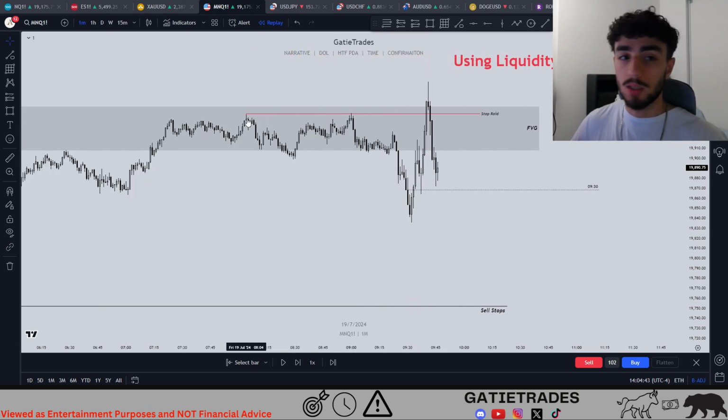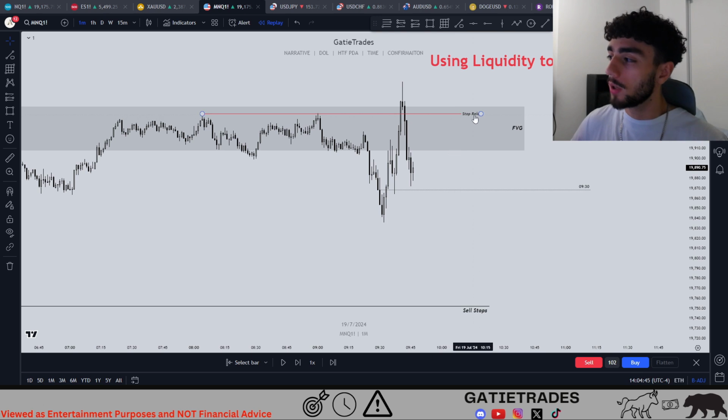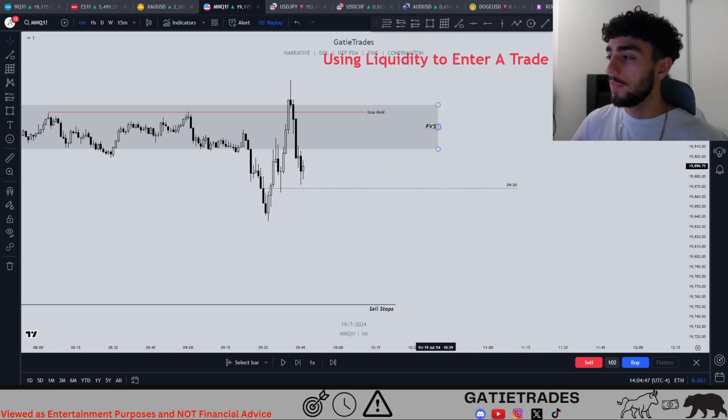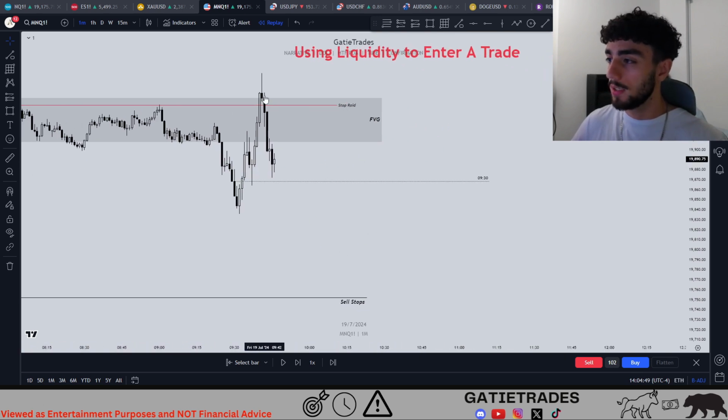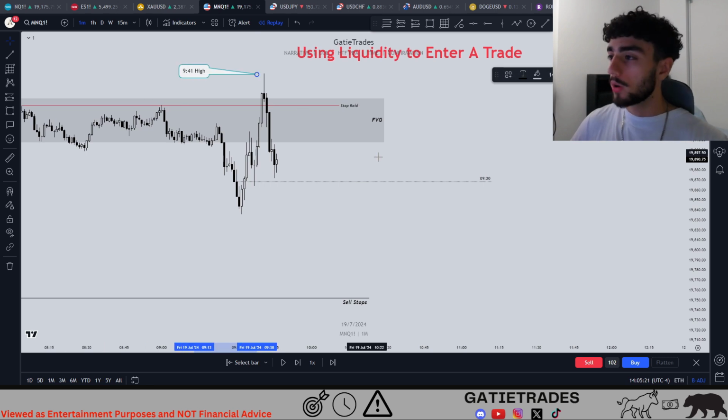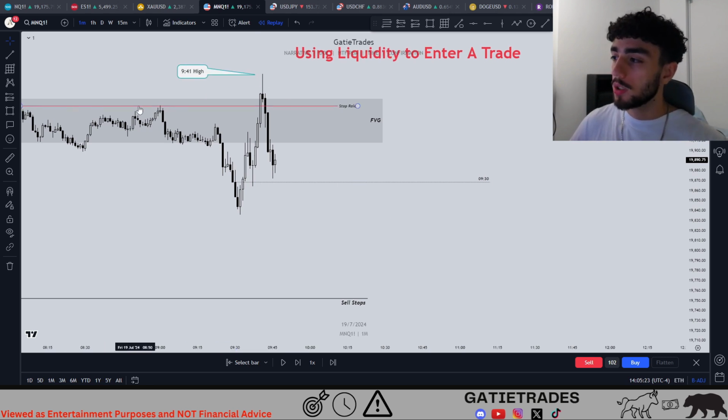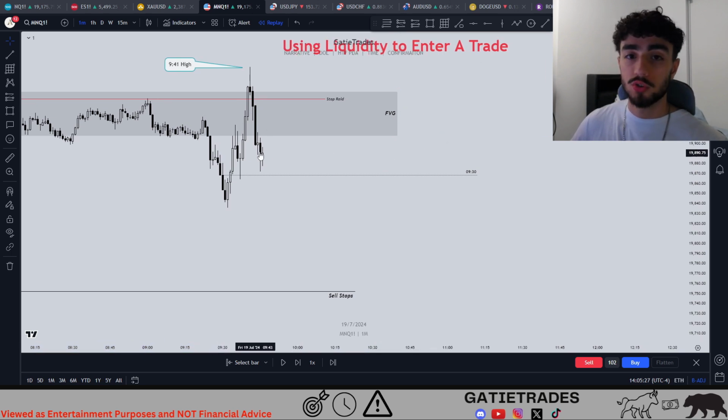So you can see the buy side liquidity pool was raided right here. I've marked it out as a stop raid. We also have the 50-minute fair value gap supporting our trade idea. Okay, so we have 9:41 highs sweeping the buy side liquidity pool and a 50-minute fair value gap being tapped into. How can you actually trade this?